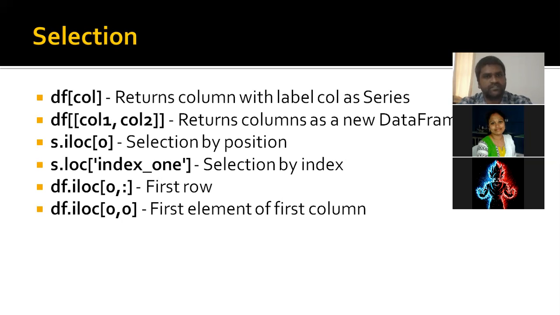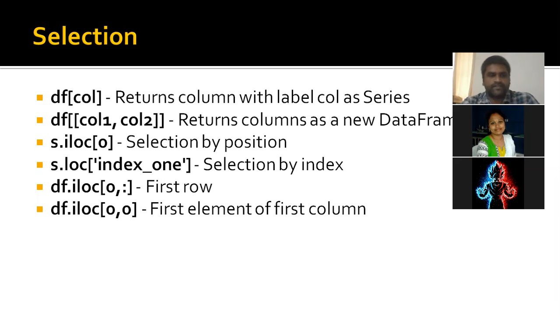Then loc and iloc identify the location, they specify the location number. If I use 0, it shows the entire row 0. You can use the index number, so whatever the index is, index one shows the total row. If I want to display the first row, I use 0 comma colon, meaning the 0th row and entire columns. And 0 comma 0 is the first element in the first column.